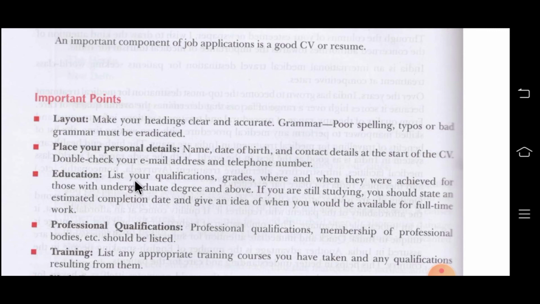Education: list your qualifications, grades, where and when they were achieved, for those with undergraduate degree and above. If you are still studying, you should state an estimated completion date and give an idea when you would be available for full time work.